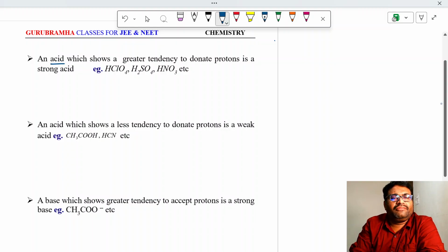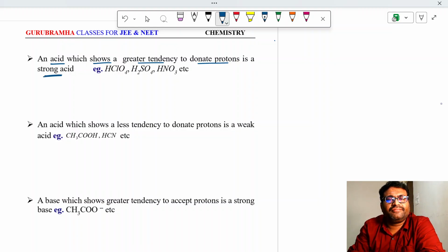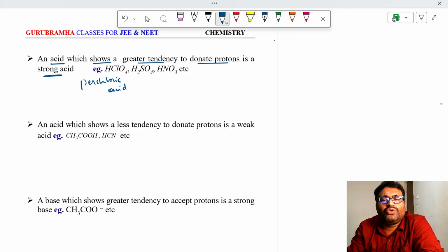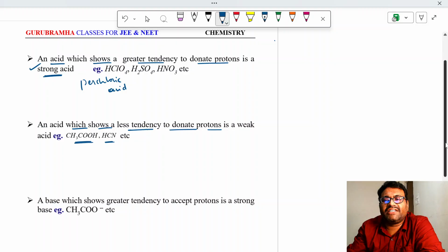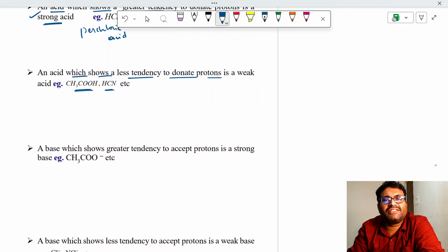An acid which shows greater tendency to donate protons is called a strong acid. So this HClO4, perchloric acid, H2SO4, HNO3, they have more tendency to donate protons, so they are called strong acids. The acid which shows less tendency to donate protons is weak, like acetic acid and hydrogen cyanide. These have less tendency. That's the nature of those acids.